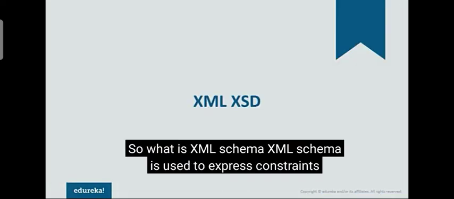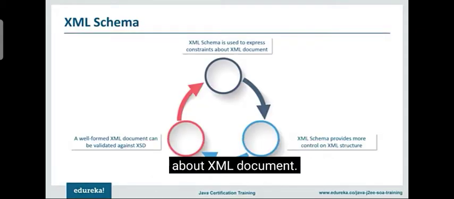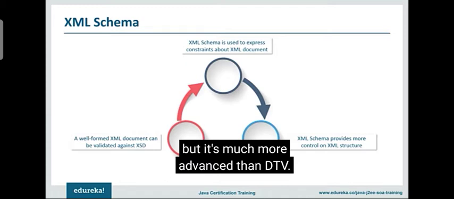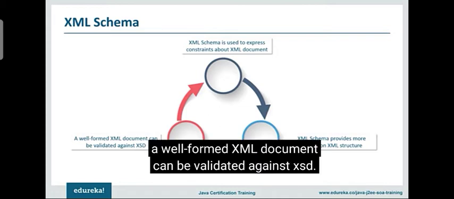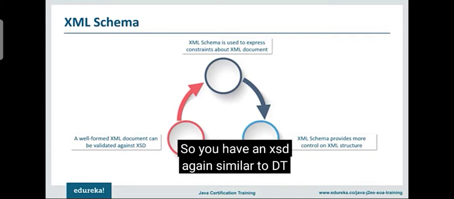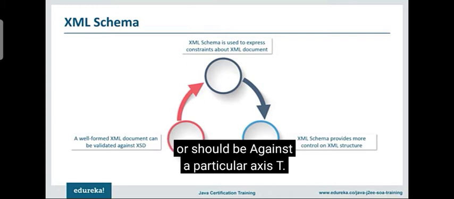So what is XML schema? XML schema is used to express constraints about an XML document. It serves pretty much the same purpose as DTD, but it's much more advanced and has many more features. It provides more control on XML structure. A well-formed XML document can be validated against an XSD. So you have an XSD, similar to DTD, which defines the structure, and a well-formed XML should be valid against a particular XSD.